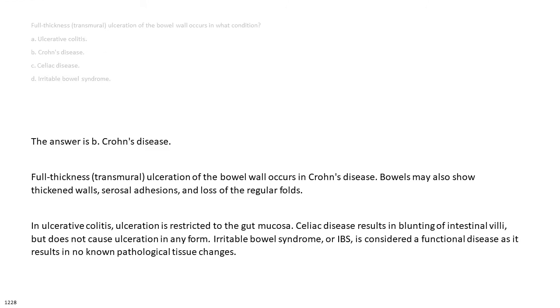The answer is B. Crohn's disease. Full thickness, transmural, ulceration of the bowel wall occurs in Crohn's disease. Bowels may also show thickened walls, serosal adhesions, and loss of the regular folds. In ulcerative colitis, ulceration is restricted to the gut mucosa. Celiac disease results in blunting of intestinal villi, but does not cause ulceration in any form. Irritable bowel syndrome, or IBS, is considered a functional disease as it results in no known pathological tissue changes.